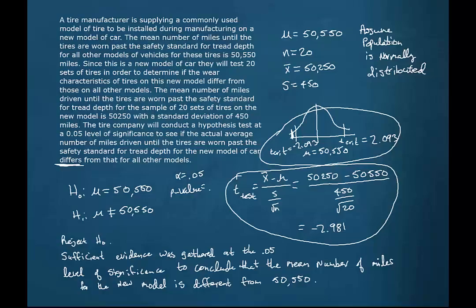So that p-value is 0.0077. And here we find that the p-value is less than alpha, which causes us to draw the same conclusion. Reject the null hypothesis. Anytime the p-value is less than alpha, we reject the null hypothesis.